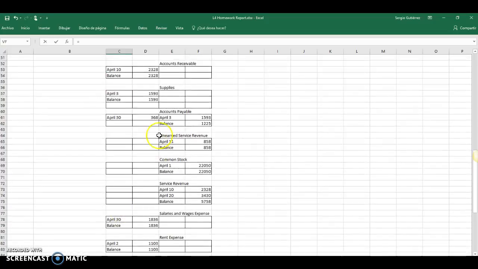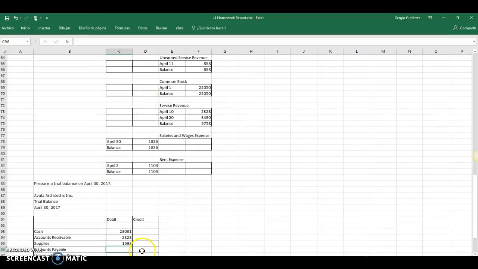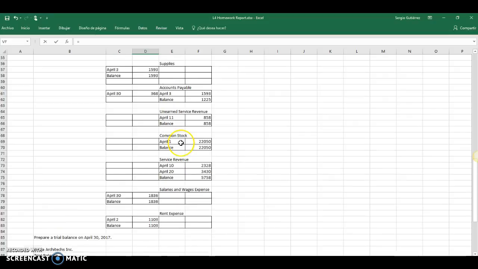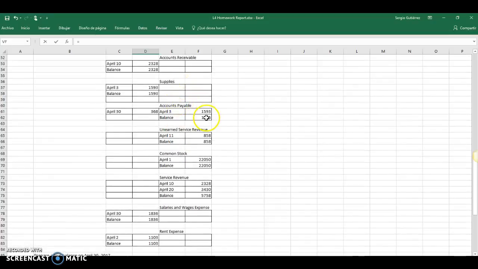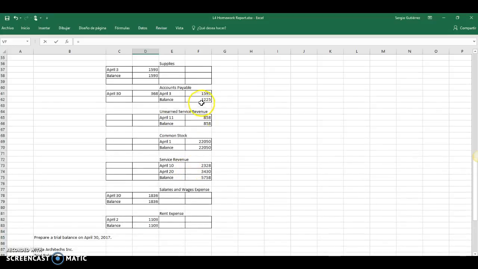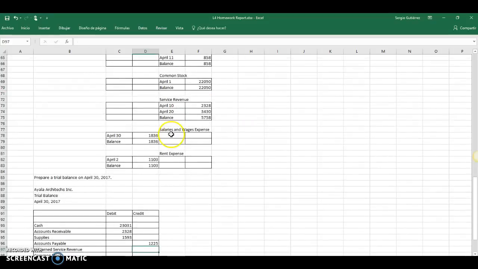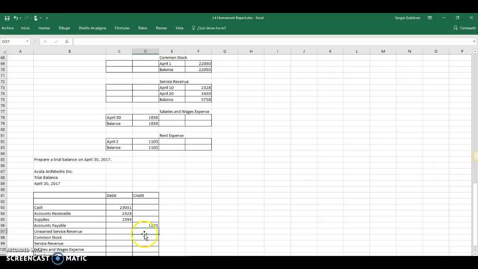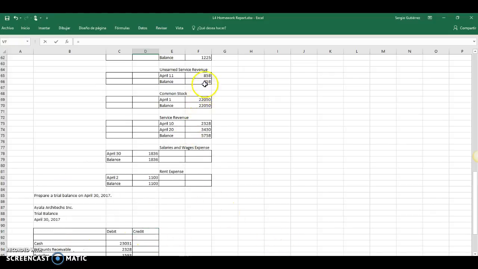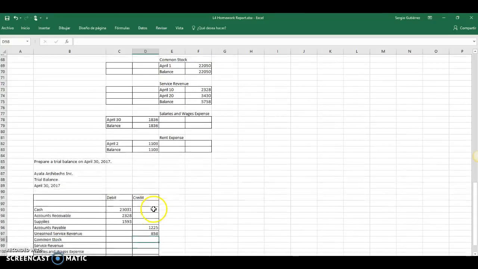For the supplies account, we transfer the balance. And here in the accounts payable, we move to the right column, the credit column. And we do the same thing. We transfer the information, the balance of the ledger. So for the accounts payable, we just select the balance. For unearned service revenue, the same thing. We just transfer the balance to the trial balance.